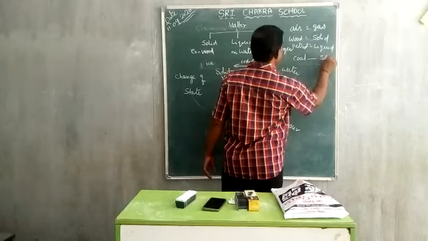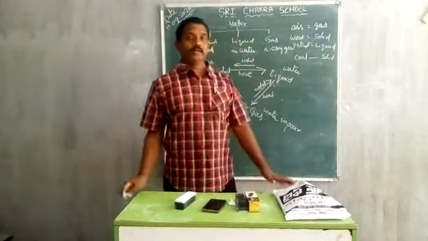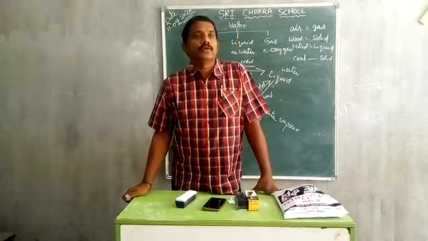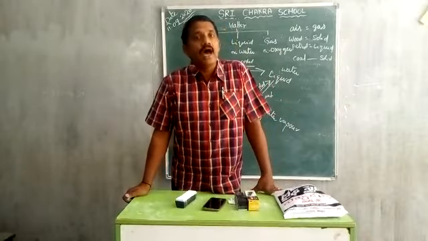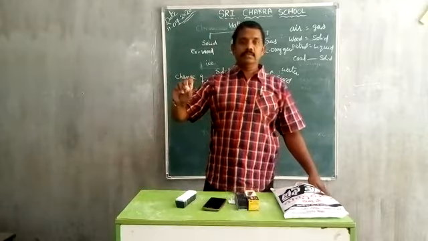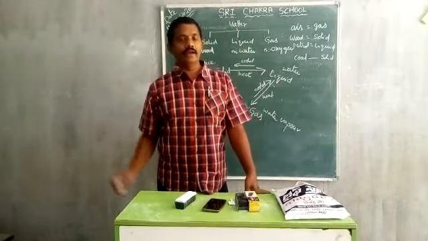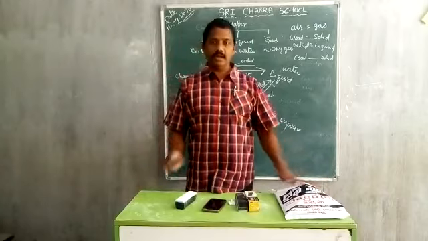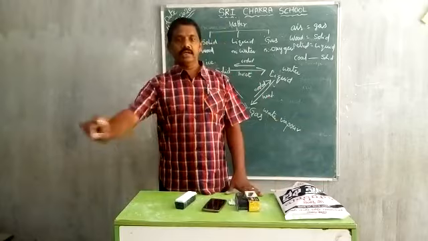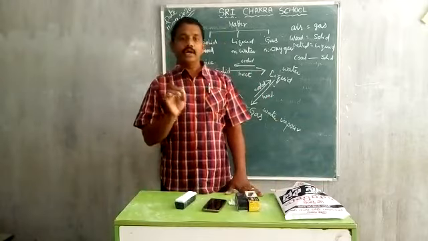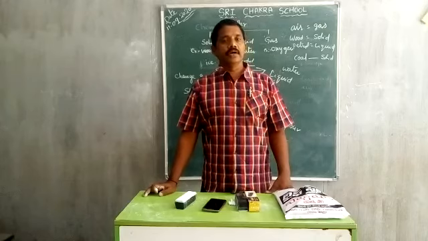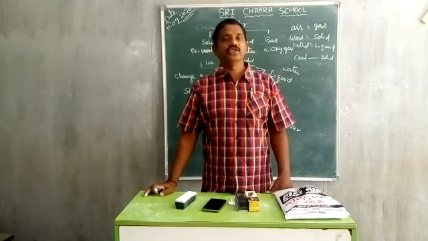In this way, you write not less than 20 examples, 20 substances and their state. You write candle wax. What do you write? Solid. You write coconut oil, liquid. You write hydrogen, gas. In this way, you write 20 examples. Don't forget. You write 20 substances and their states.